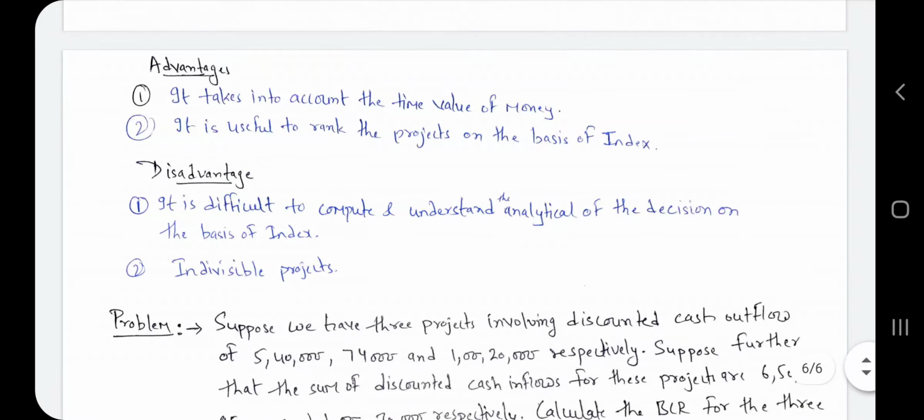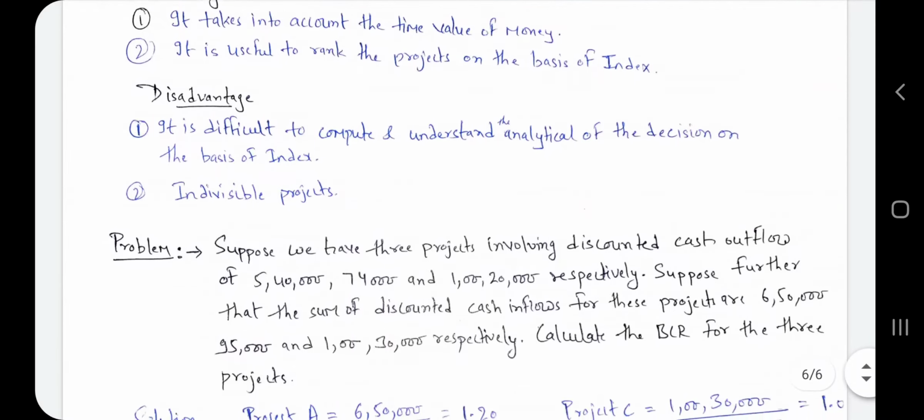Now the disadvantages: it is difficult to compute, and difficult to understand the analytical basis of decisions on the basis of the index, and it is not good for indivisible projects. It is not good for an individual project, but it is good when you have various projects and you have to find which project is better for you. Now let's see one problem on this.